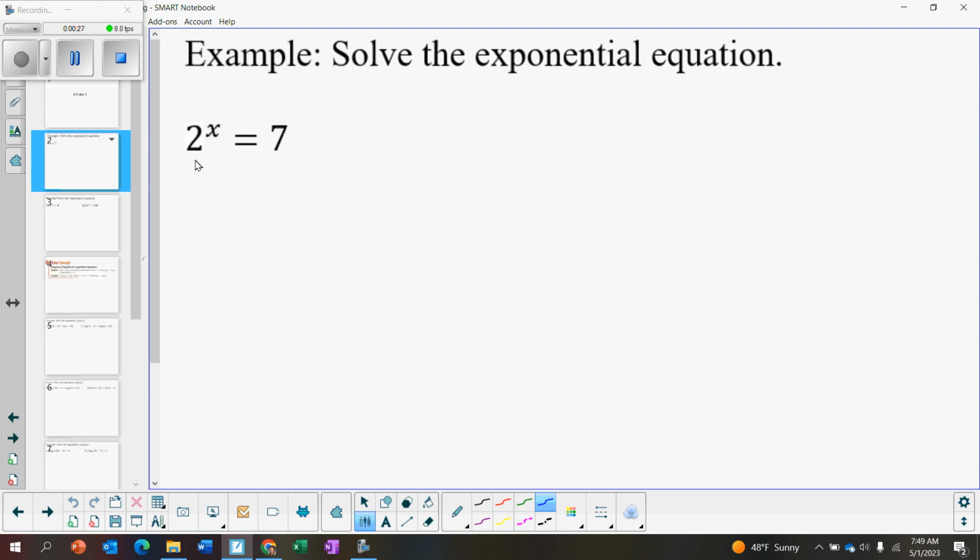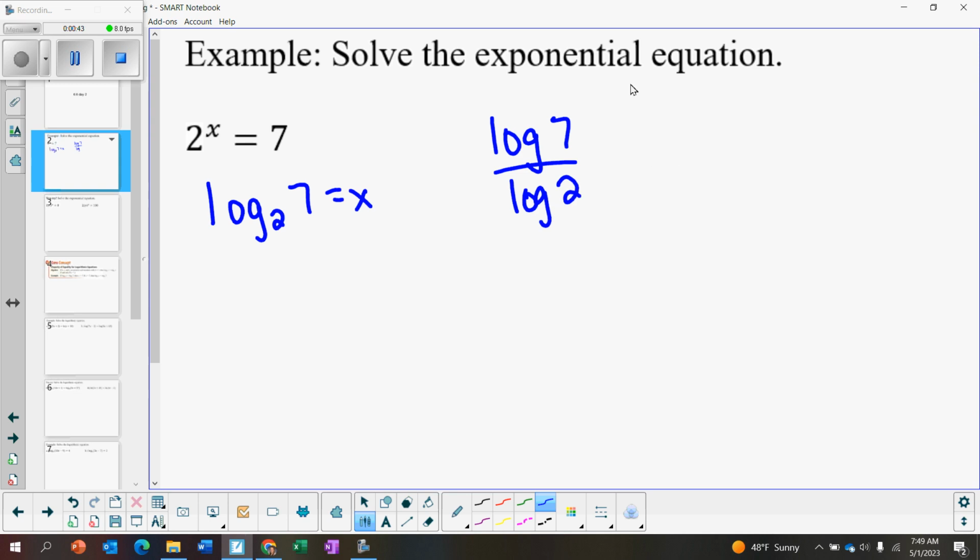So instead what I'm going to do is turn this into a log. So this is log base 2 of 7 equals x. And now I know I can solve this just using the change of base formula. Log 7 over log 2. And if I were to put that in the calculator, I would get 2.807. So if we have exponential equations that we can't easily solve, we can solve them by turning them into logs.